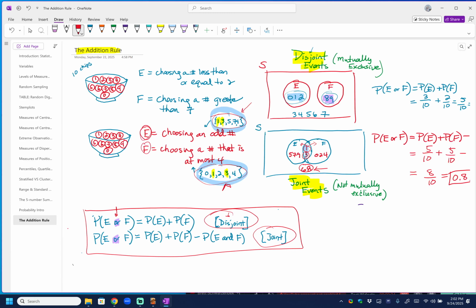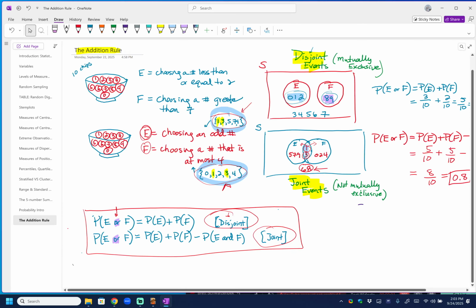I also want to make one small point before getting to more examples.